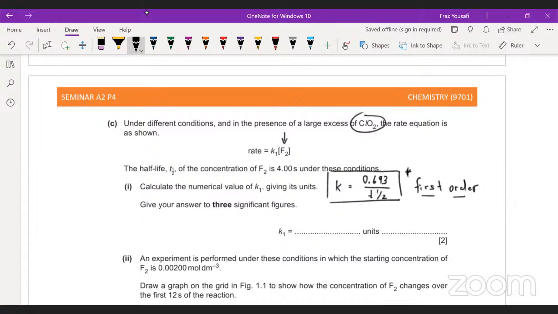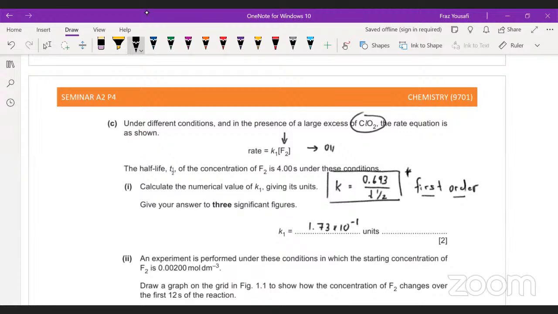So again, just not to waste time and get to exactly what we want here. The value comes out to be 1.73 times 10 to the minus 1, right? Or you can write 0.173 down as your answer. Now, for the unit part, again, this time the overall reaction was first order.